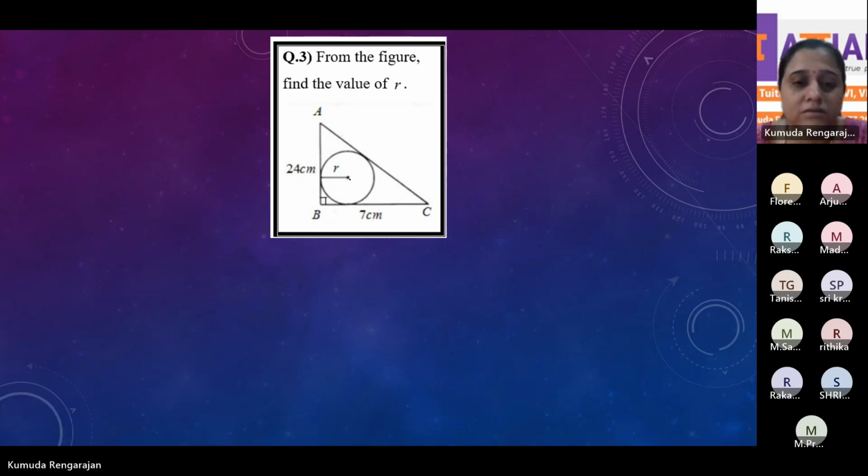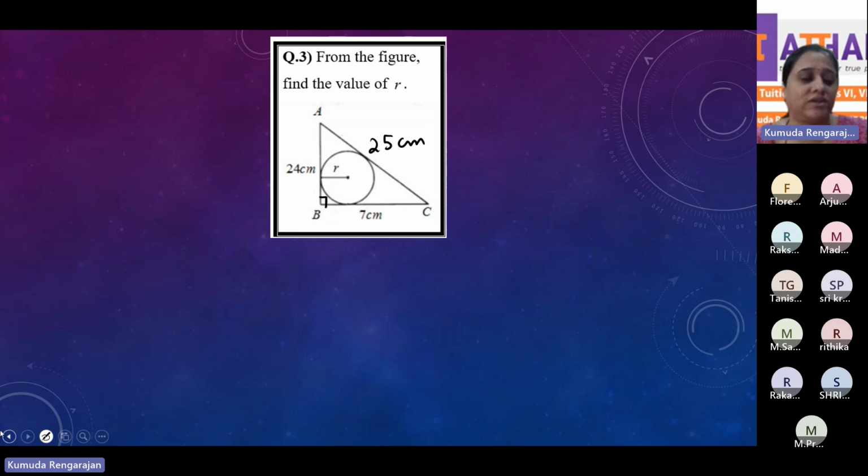All right. So in this figure, you can see a right triangle ABC, with the right angle at B. The legs of the right triangle given to you are AB 24 and BC 7 centimeters. AC you can find using Pythagoras theorem. So it will be what? 25. AC will be 25 centimeters.